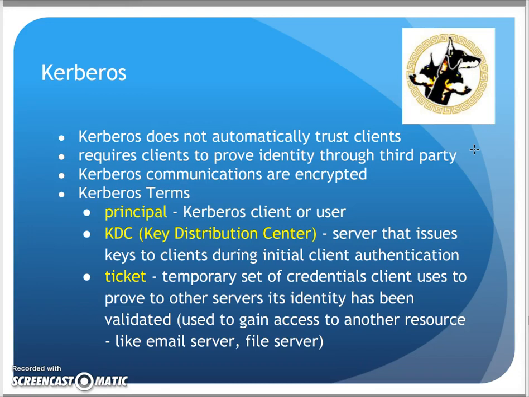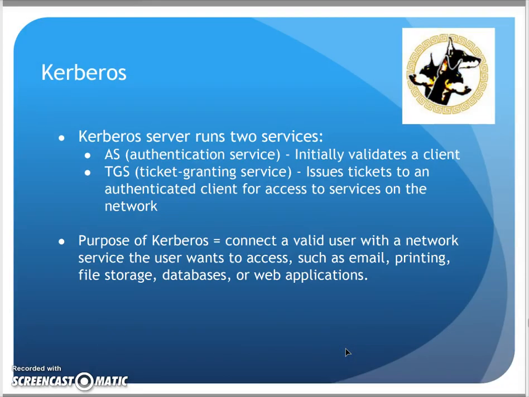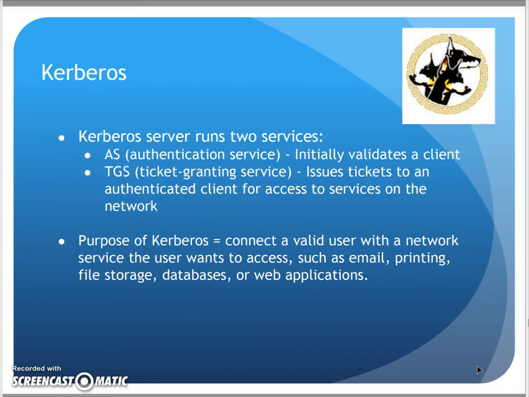Okay. Kerberos does not automatically trust clients. They have to prove their identity through a third party before they can get authenticated. So we have the principal, that's the Kerberos client or user. We have the key distribution center, and then we have a ticket. Ticket, I think they use an example in there of this being almost like a ticket at a fair to be able to ride a ride. That's the best way to think of that. So it's a ticket, the ability to use a resource like an email server or a file server in a network.